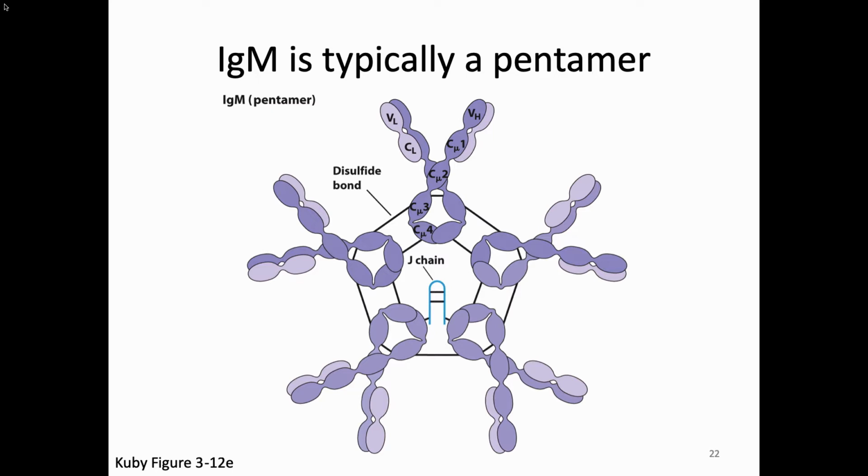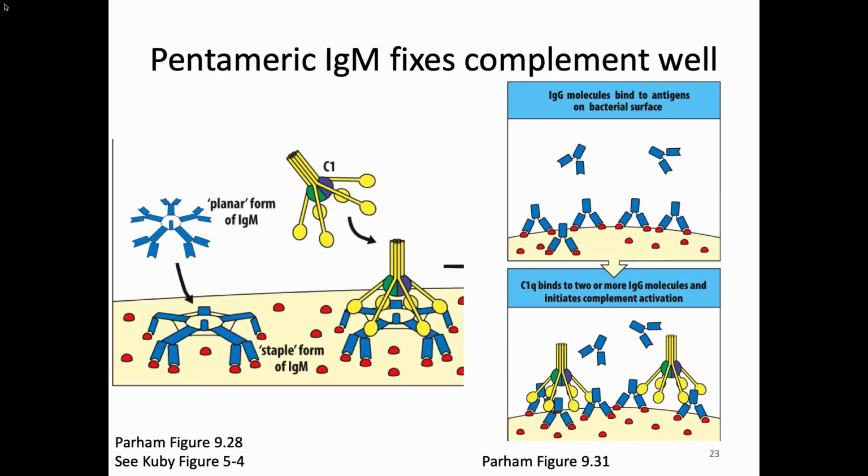When IgM is a pentamer, it can bind to multiple copies of an antigen on the surface and make this really cool structure on the surface of a microbe. And that structure is the best possible structure for complement to bind, for C1 to bind. And so IgM stands out among all of the other isotypes in that it is the best at fixing complement. It is by far the best at starting the complement cascade.